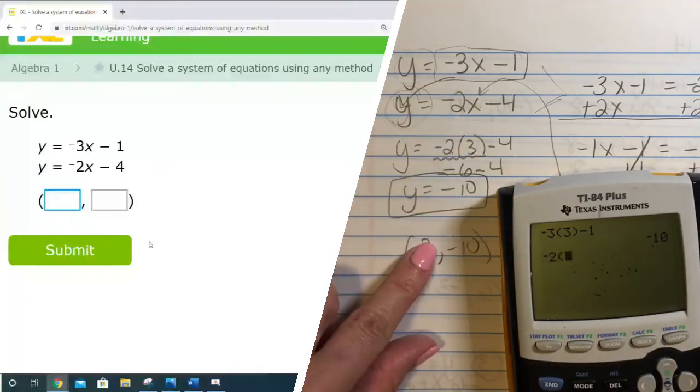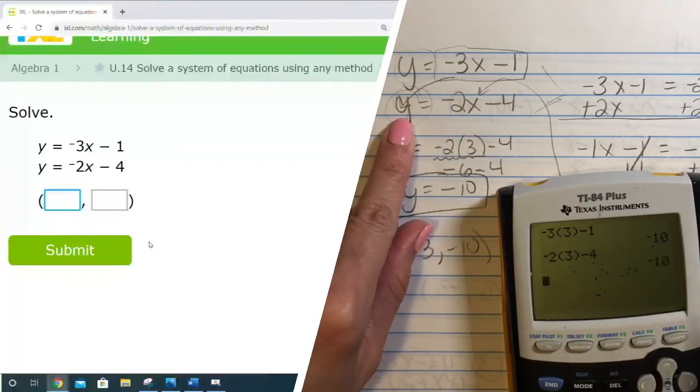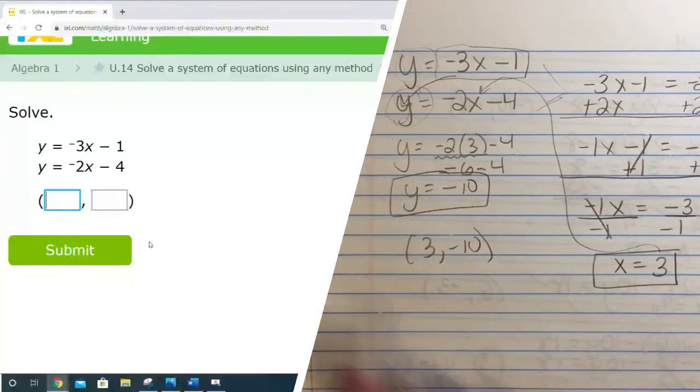Negative 2 times 3 minus 4. Does that also equal the y value negative 10? Yes, it does. You can see it right there. Okay? So we're typing that in. We see that it works, and we have our 3 comma negative 10.